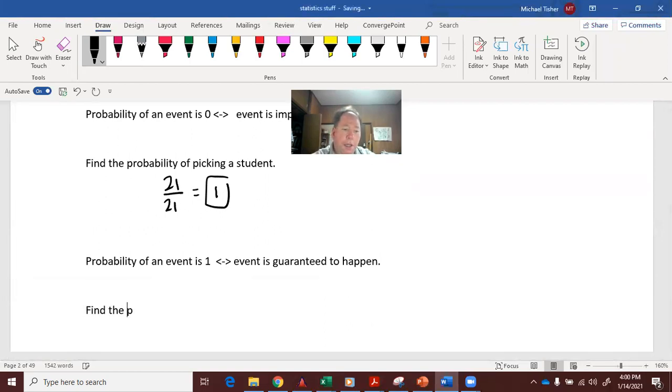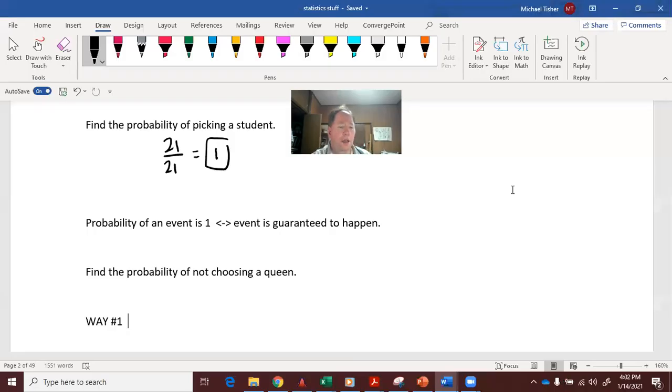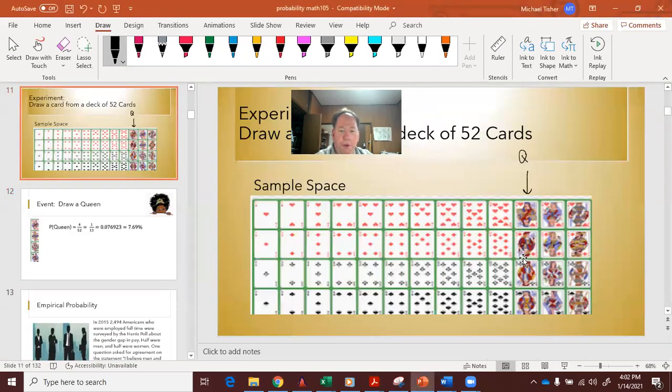Let's suppose you want to find the probability of not choosing a queen. There's 2 ways to do this one. Okay, we have way number 1. Way number 1 is to simply just count up how many of those cards are not a queen. Well, looking back at the slide there, okay, well, there are 4 queens, right? Which means the rest of them are not queens, which is going to be 48 cards, okay?